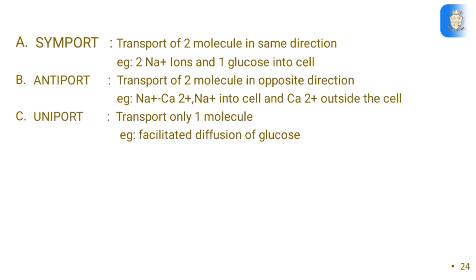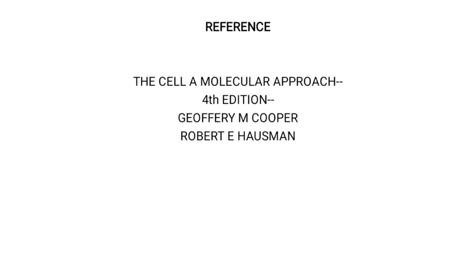Three types of transport: symport, antiport and uniport. Symport, transport of two molecules in the same direction. Example, 2 Na+ ions and 1 glucose into the cell. Antiport, transport of two molecules in opposite directions. Na+ and Ca2+: Na+ moves into the cell and Ca2+ moves outside the cell. Then uniport, transport of only one molecule. Example, facilitated diffusion of glucose. Thank you.